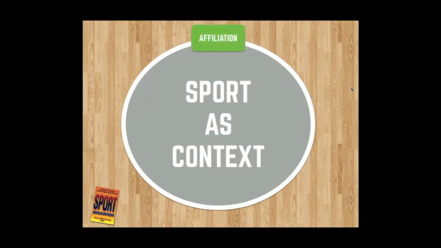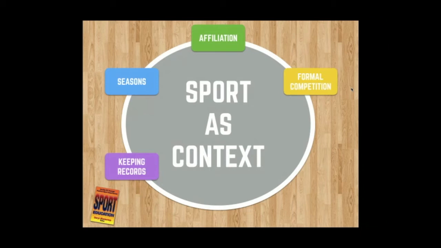And he broke his model down into the following. He said that sport has an element of affiliation, that you feel a part of a team. So being affiliated to a group is one element of the sport education model. That sport generally involved seasons, that it involved formal competition, that it involved keeping records, statistics, and data, that there was generally a culminating event to a sport as the context.